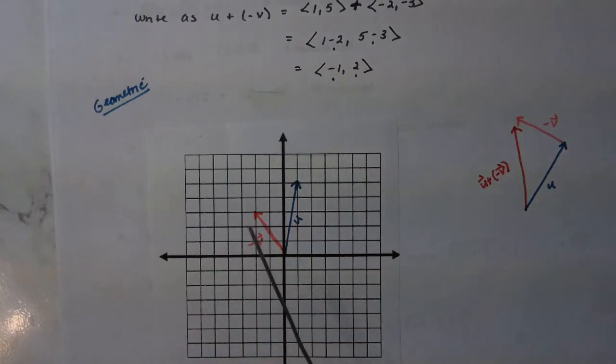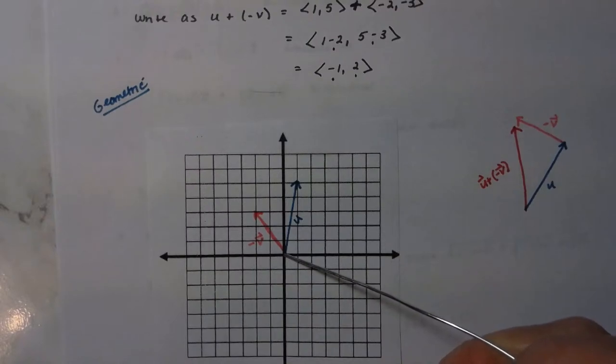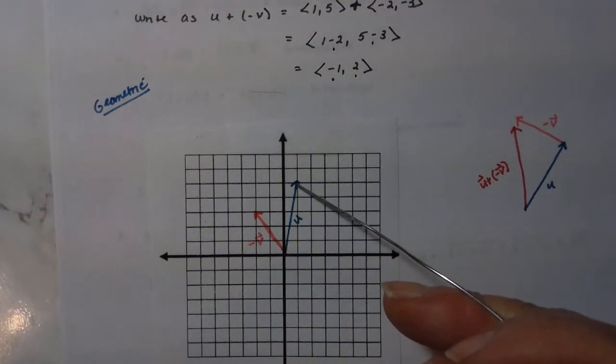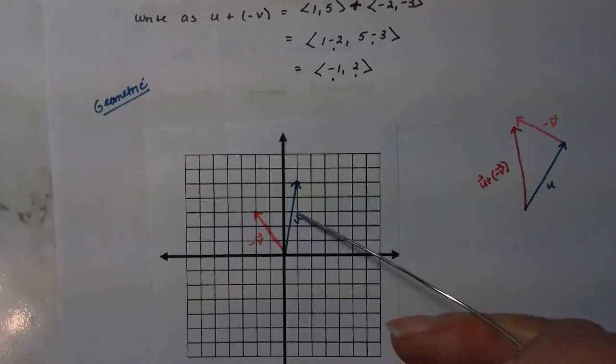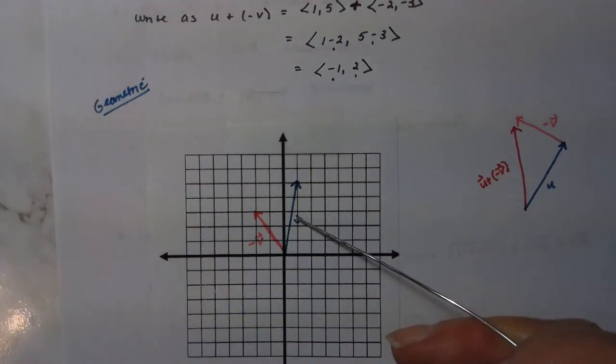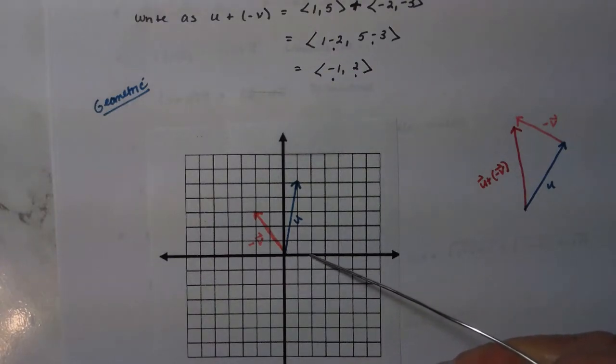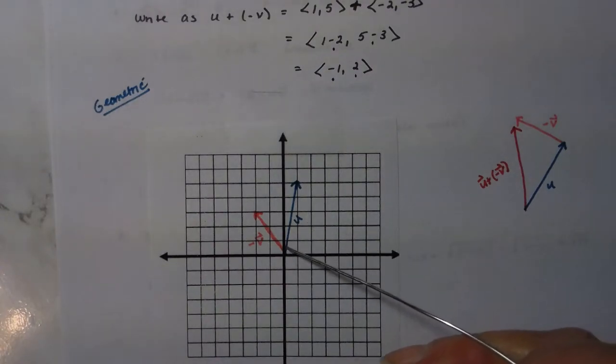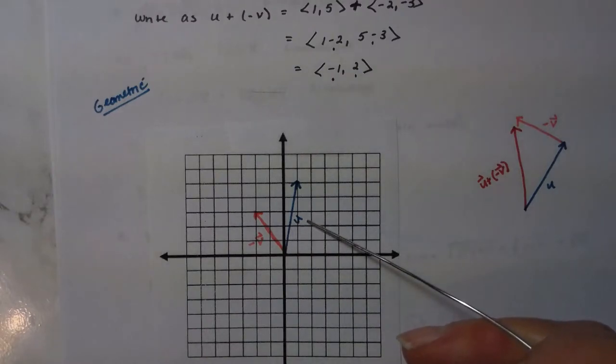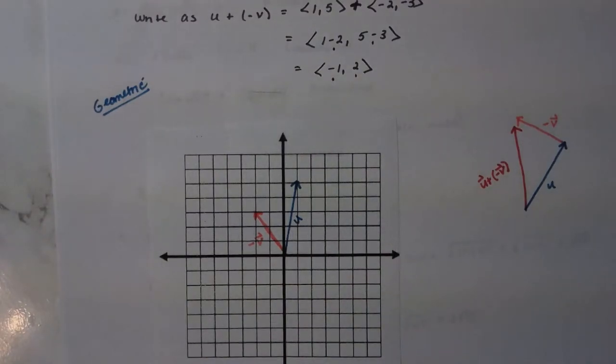Okay, so what I did was I drew the vector 1, 5, right? Initial point at the origin, then I went over 1, up 5, put the terminal point and connected those. So there's my vector U. And then vector V was maybe 2, 3, right? So I could go over 2 and up 3 and have this here. But I didn't. I wanted the opposite of that.